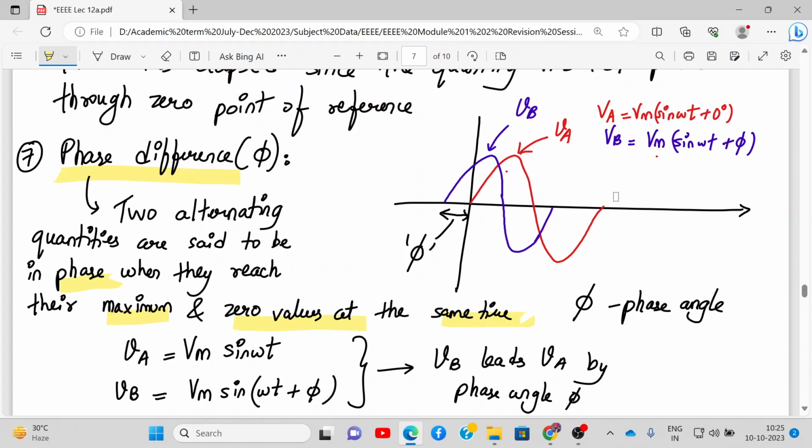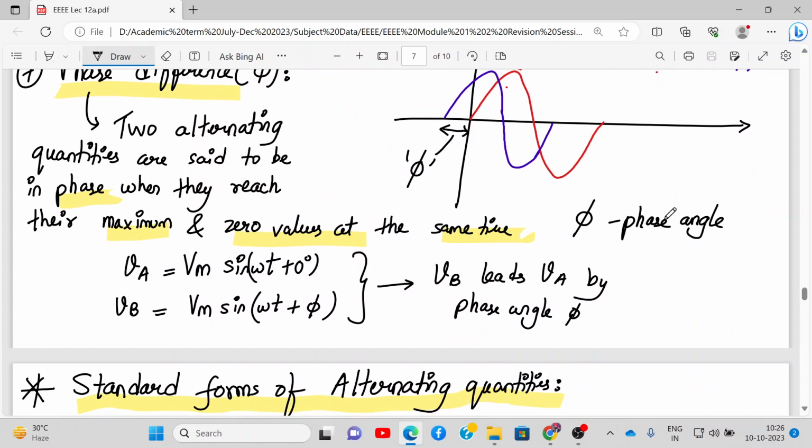So VA is written as Vm sin omega t plus 0 degrees. And VB is Vm sin omega t plus phi. So actually the voltage VB is leading VA by angle phi. All right. Okay, understood this?